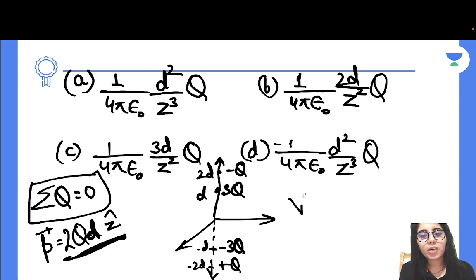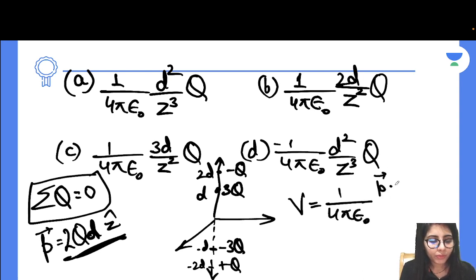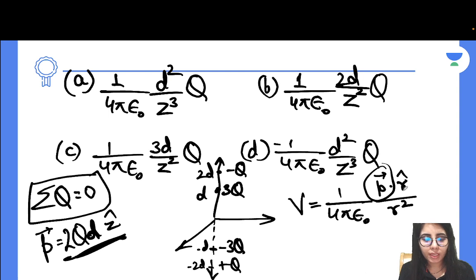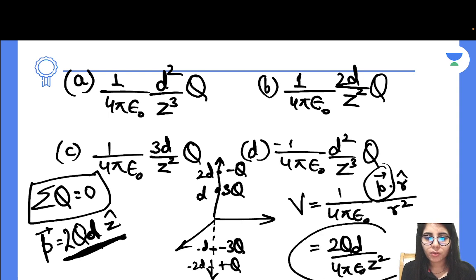And then the corresponding potential you just have to write, which is 1 over 4 pi epsilon naught, the dipole moment you have got, times unit vector r divided by r square. So when you consider its value, it will be z cap, so you will simply have 2qd. So you are going to have 2qd divided by 4 pi epsilon naught z square, right? That's how you are going to have it.